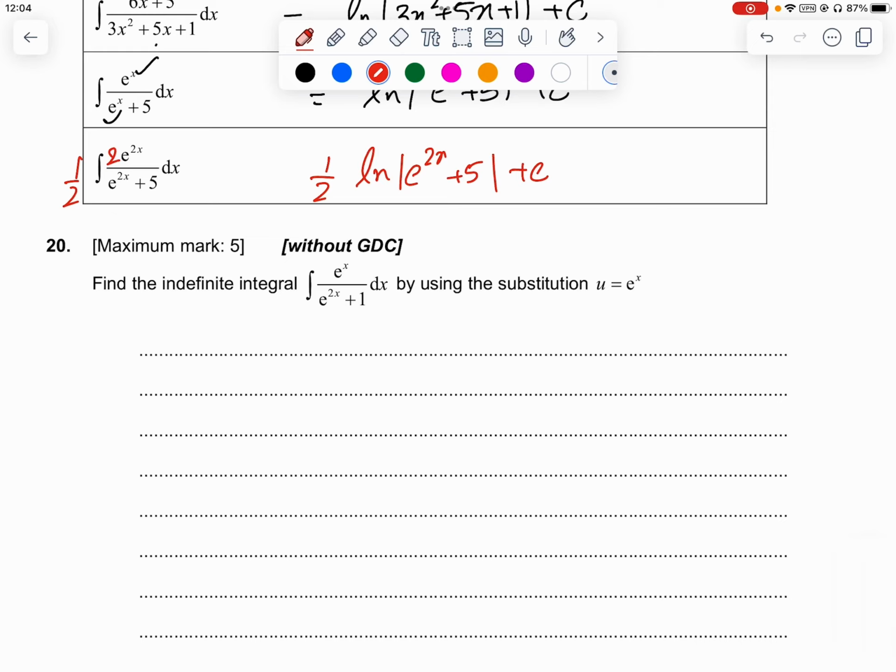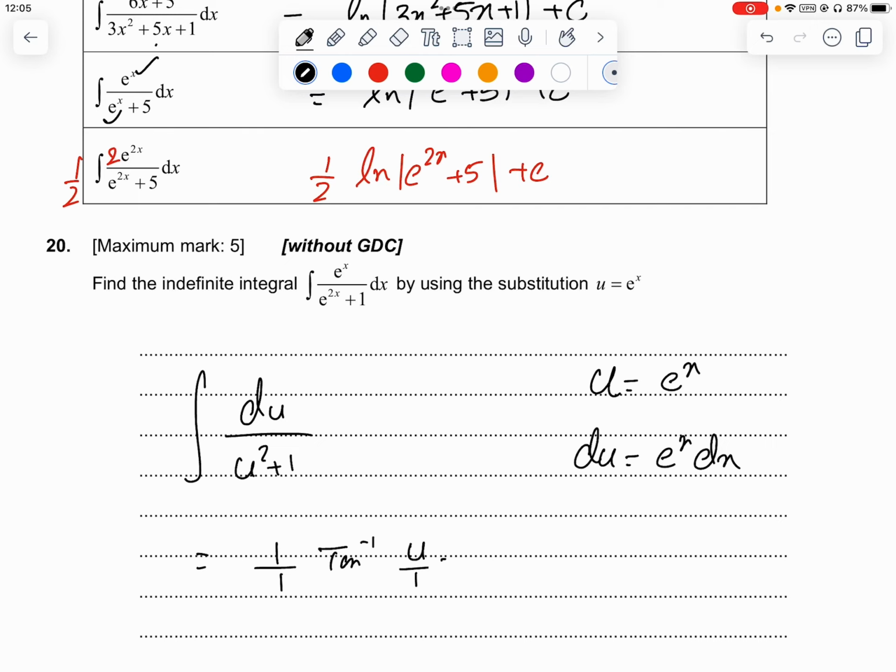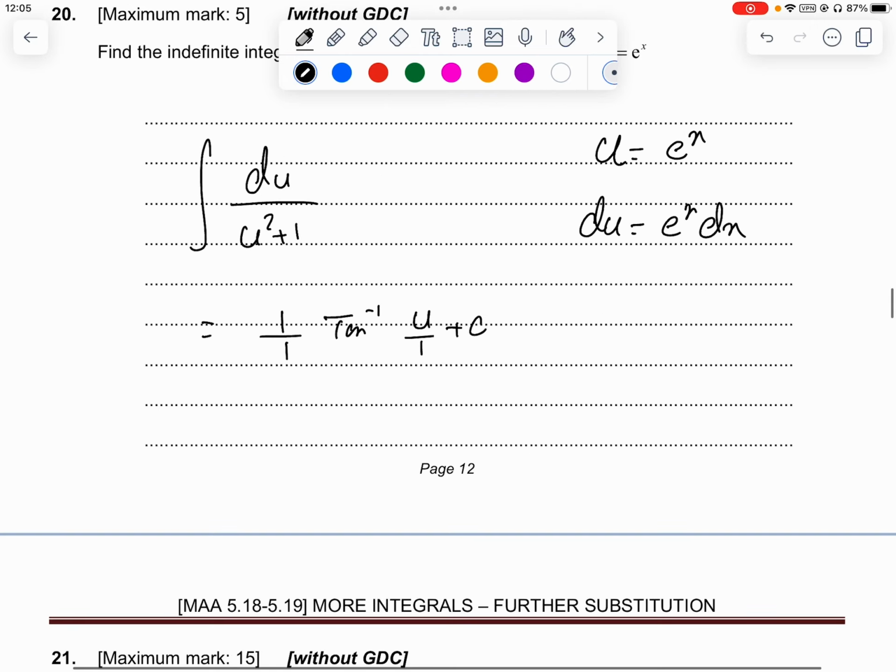Now find the indefinite integral by substitution u equals e power x. So u equals e power x. So du equals e power x dx. So it becomes du upon u square plus 1. So it is 1 upon a tan inverse of u upon a plus c. So what does that become? Tan inverse of e power x plus c.